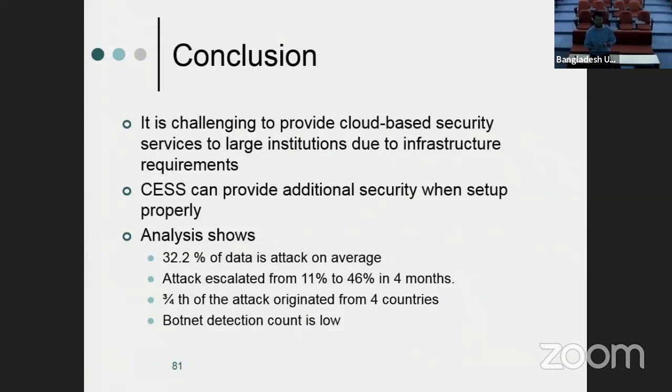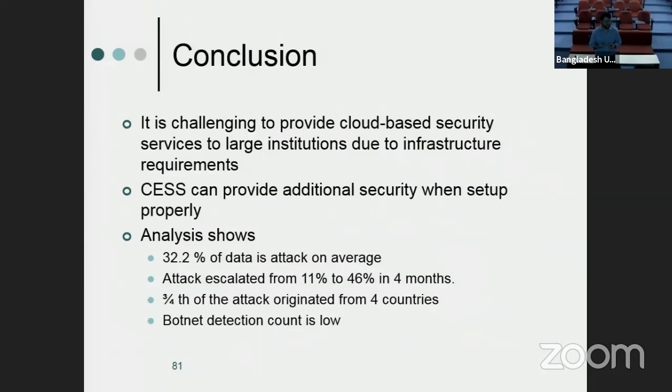Our analysis shows around 32.2% of the data is attack data on average. That is almost 1/3 of the data coming into a system, at least from our setup. Attacks escalated from 11% to 46% in only 4 months, which was huge. As the system is exposed to the internet, the attacks also increased day by day. Almost 3/4 of the attacks originated from 4 countries: China, Russia, the US, and I think one of the European countries. So 75 to 80% of the data comes from 4 or 5 countries.